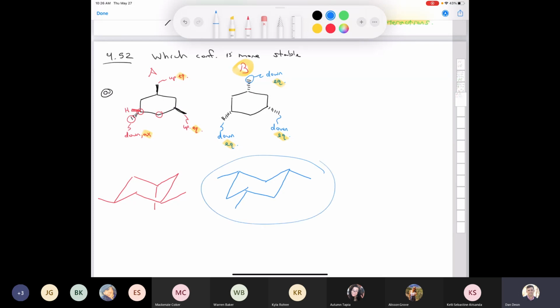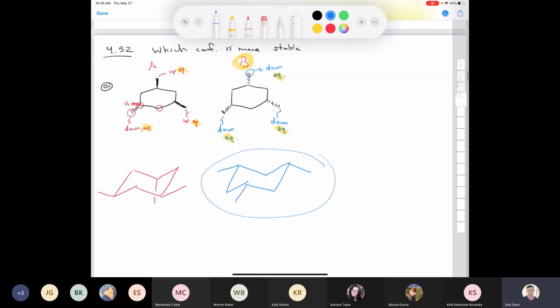And so this one is going to be the more stable of the two. All right. I just looked at the solutions manual, which I normally don't do, but they didn't even draw anything. All they have is a text answer. So I think that you're supposed to be able to solve these problems just by looking at the 2D structure. Let's try another one to see if we can really get confident on it.